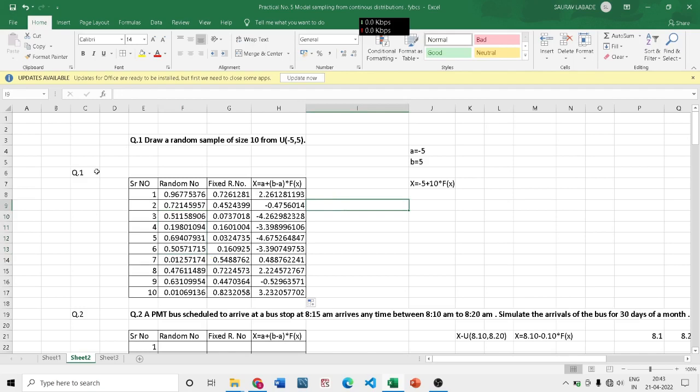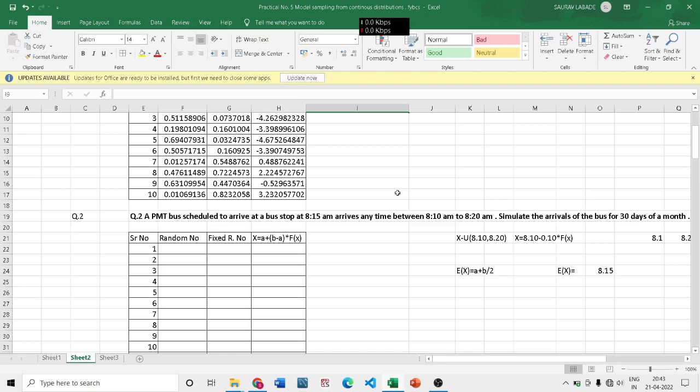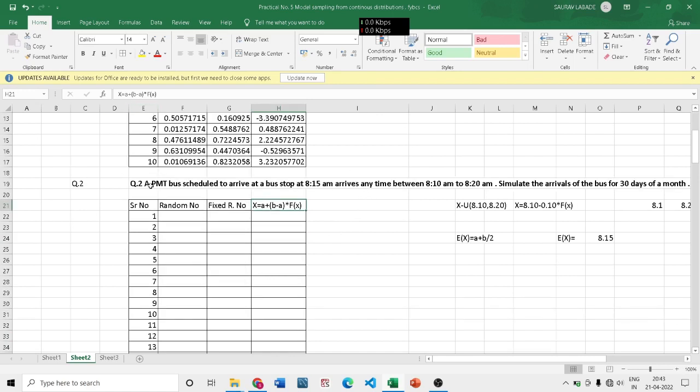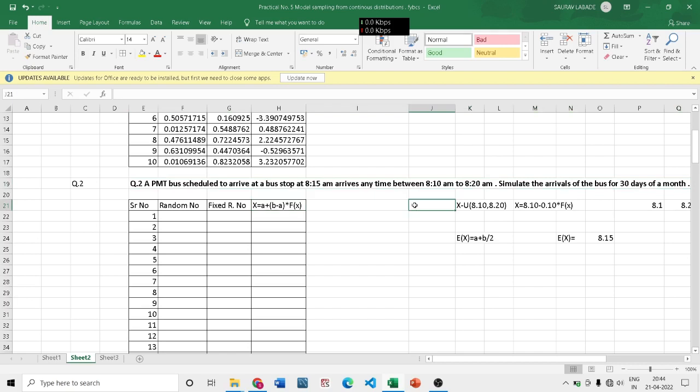Okay, so we will go to the next example. This is again the same example. Here it is again the uniform distribution, and the same formula we have to apply. Now what is the question? They have given that the PMT bus is scheduled to arrive at a bus stop at 8:15 a.m., arriving anytime between 8:10 a.m. and 8:20 a.m., and we have to simulate the arrival of the bus times for 30 days. That means our small n will be equal to 30.